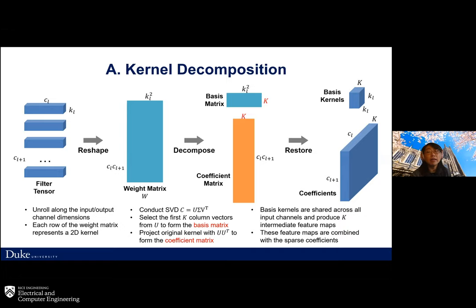So now at this point, we have two separate matrices called the basis matrix and the coefficient matrix. The third step over here, we restore those matrices into the kernel shape. So basis kernels will be shared across all the input channels. As you can imagine, after this convolutional operation with the basis kernels, it will produce K intermediate feature maps. And these K intermediate feature maps will be combined with the sparse coefficients to produce the final output, okay? So this is a two-step process. The first step is the convolutional operation, and then the coefficient, a matrix-related operation.